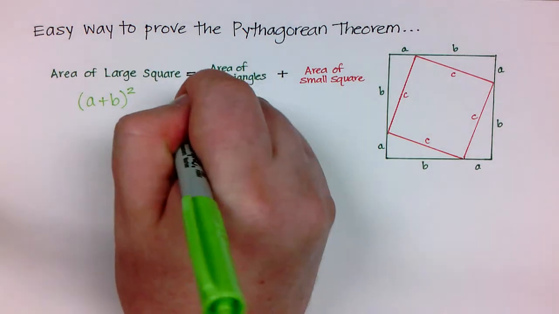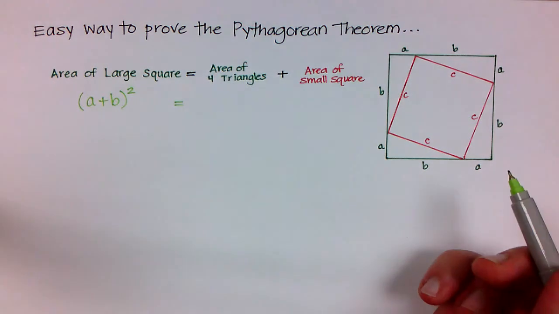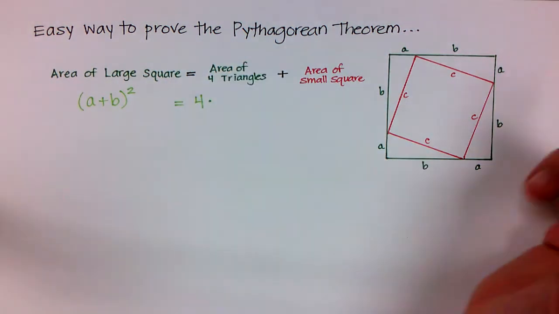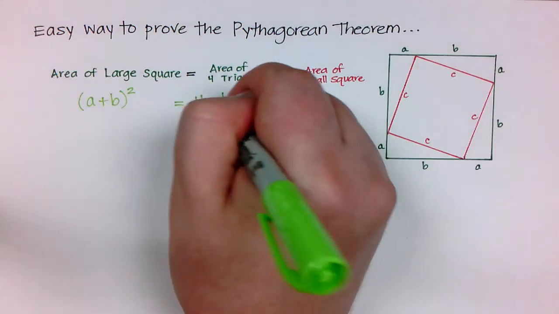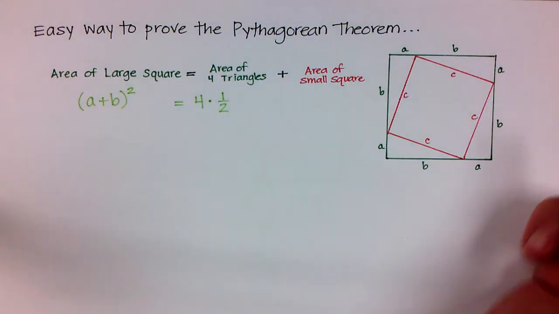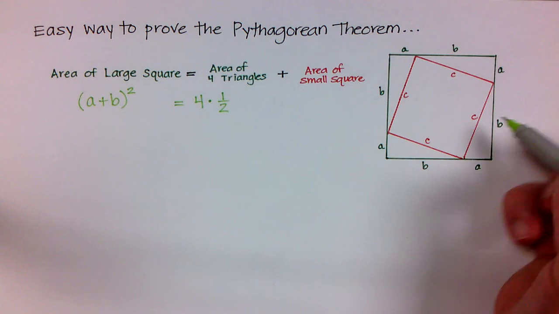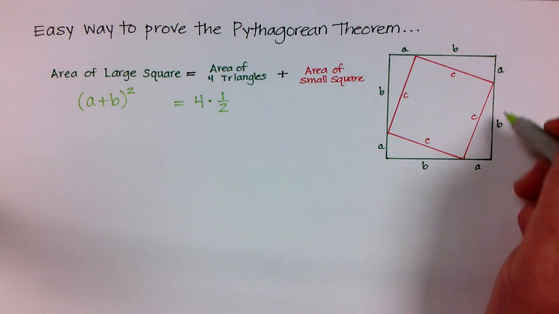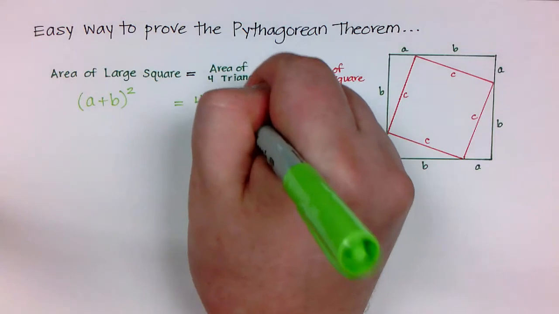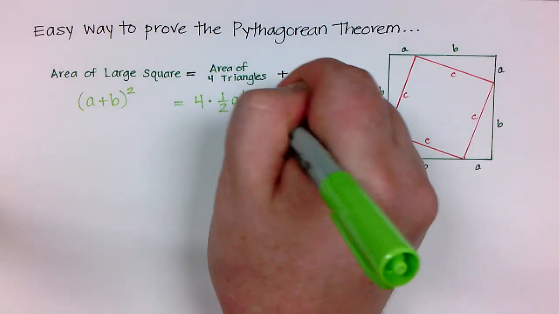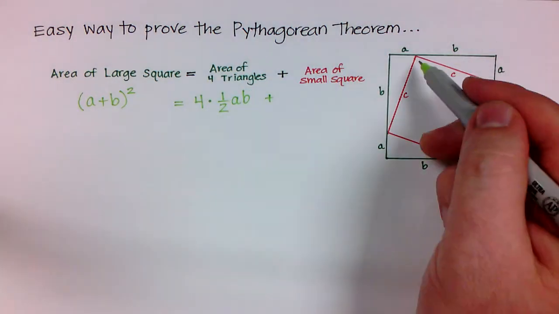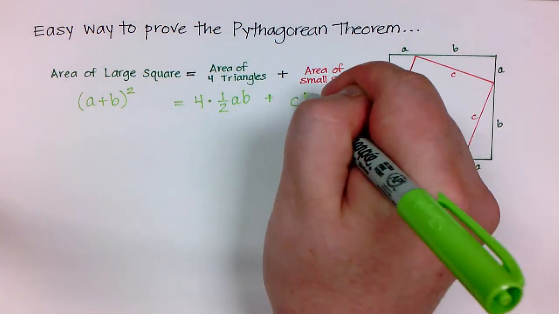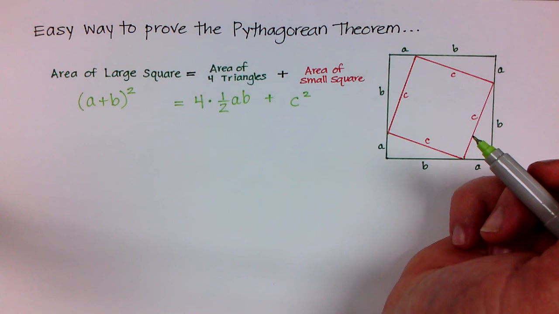The area of 4 of the triangles, so I'm going to have 4 of them, and we know the area is 1/2 base times height. So if I'm looking, let's just take this one for example, the base is A and the height is B. So A, B. Plus the area of the smaller square. And this red square, each side is C, so it's going to be C squared. C times C is C squared.